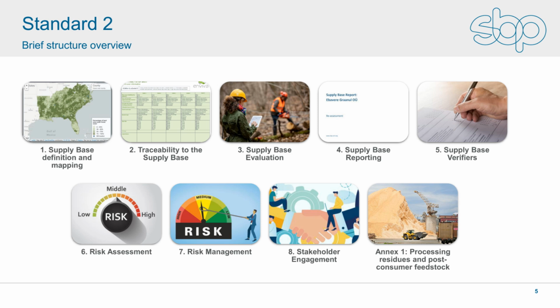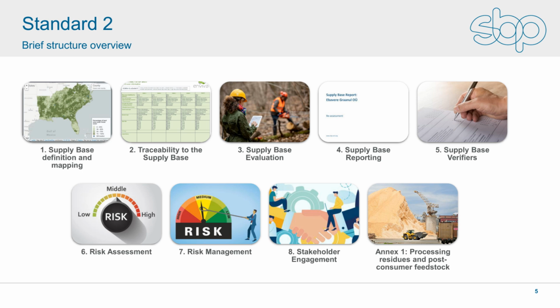Before we go into the detail, let us take a quick look at how Standard 2 is structured. This overview will help you see how the pieces fit together. The standard is built around risk management, and it sets out a logical sequence of steps for organizations to evaluate and manage the risks of sourcing feedstock. Section 1. Supply-based definition and mapping. The organization defines and maps its supply base, identifying the sources and geographical boundaries of its feedstock.